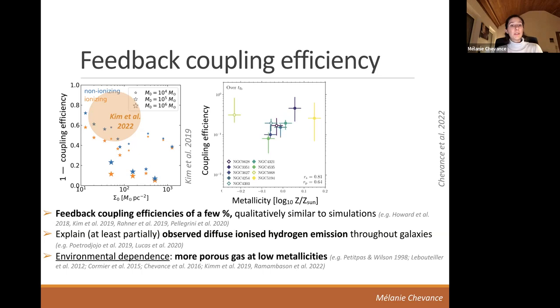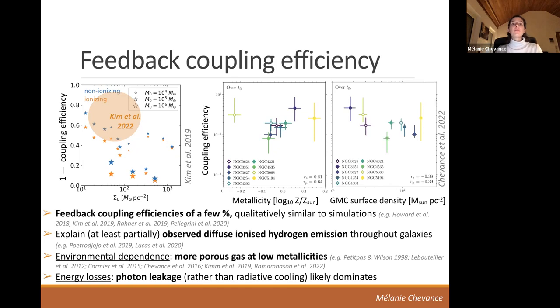We see an environmental dependence of this coupling efficiency, where we see a lower coupling efficiency towards lower metallicity. So this is consistent with more porous gas at low metallicities. But we don't see a particular dependence of this coupling efficiency on the giant molecular cloud surface density. You can see that on the plot on the right. And the fact that there is no dependency on the GMC surface density means that the energy losses are dominated by photon leakage rather than radiative cooling during the feedback phase.